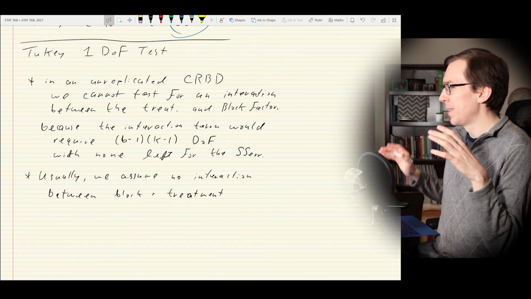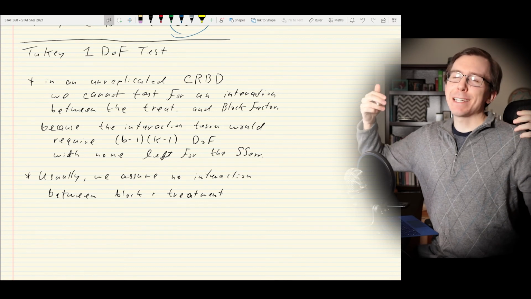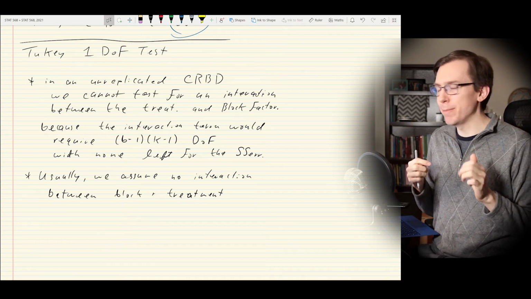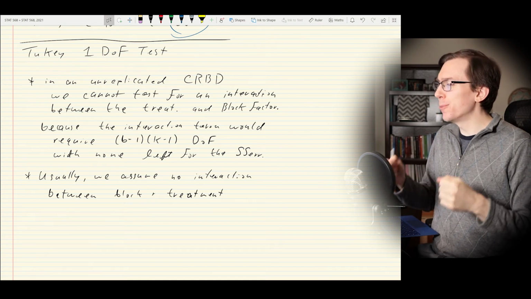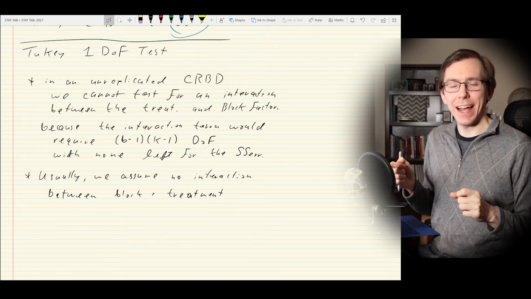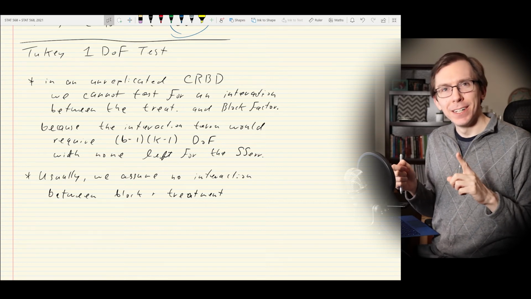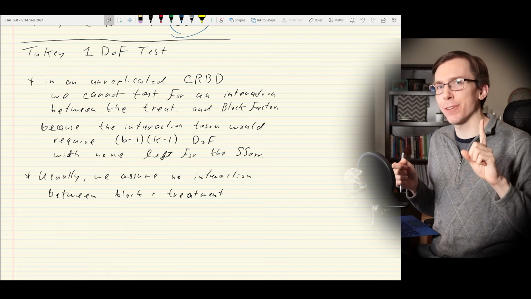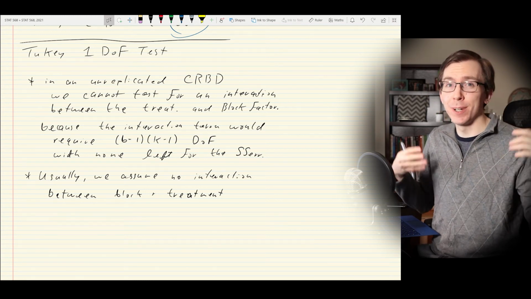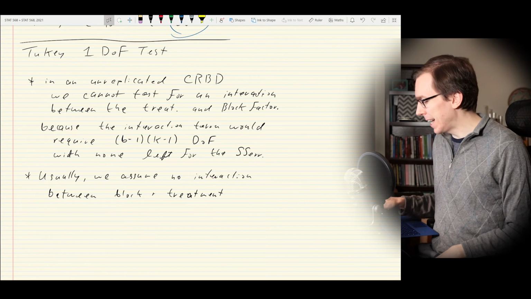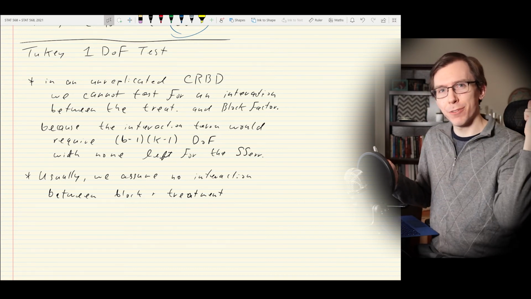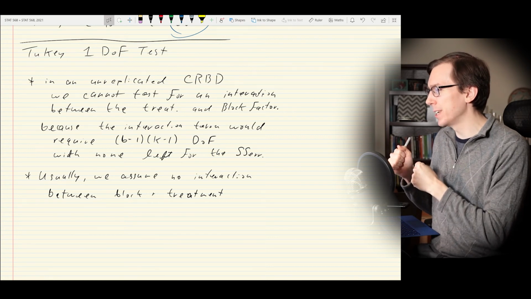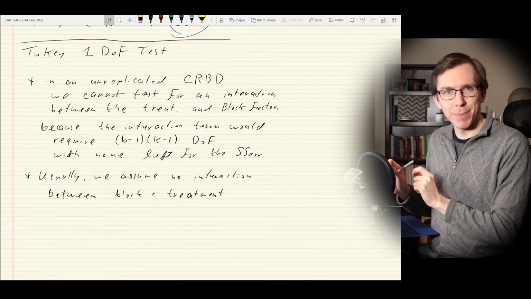He said, okay, if I were to replicate my experiment, I could test for any possible interaction between my block and my treatment. But if I don't want to replicate, I can still test for a single type of interaction between my block and my treatment, and just use 1 degree of freedom to do so. And this is where the 1 degree of freedom test comes from. The idea is that we're going to take 1 degree of freedom away from the residuals and use that to test for an interaction of a certain type.